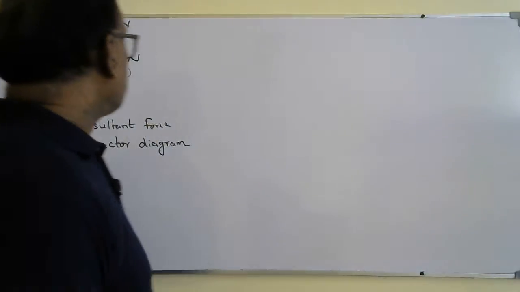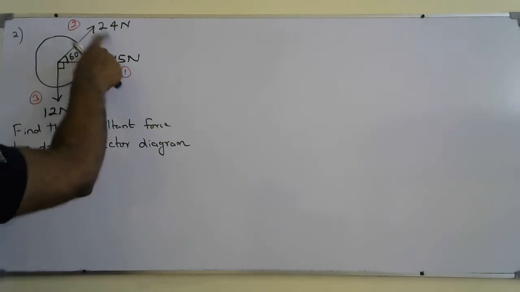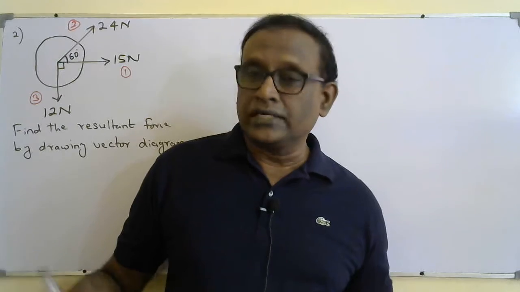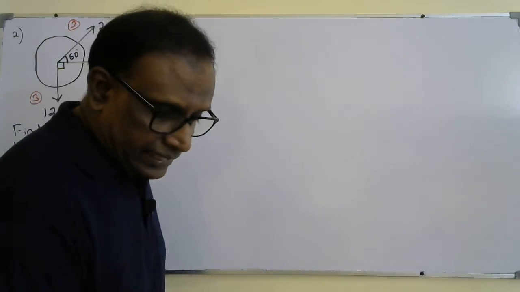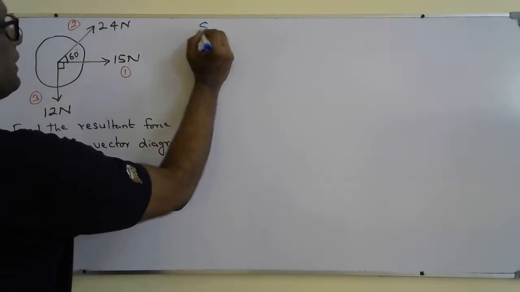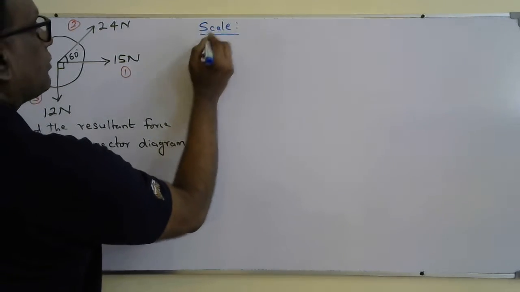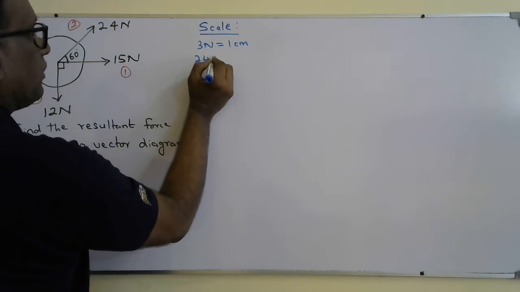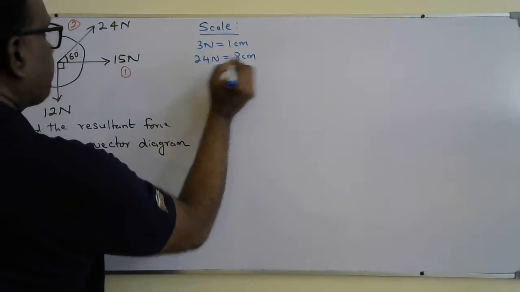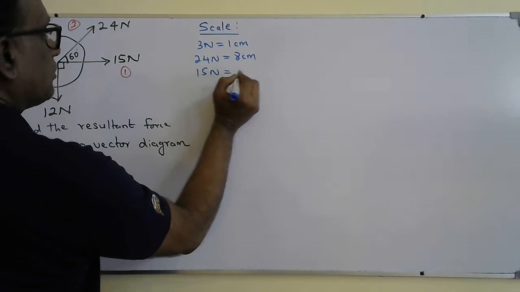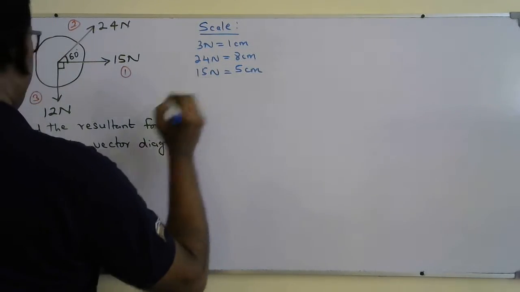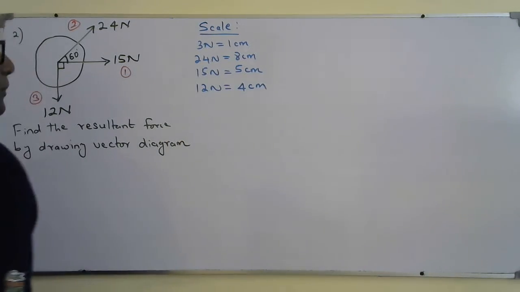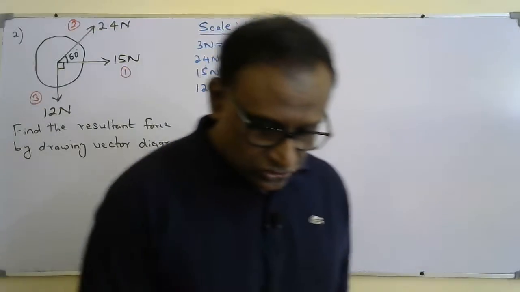Okay, so here we should define a suitable scale. 24 Newton, if I take 1 Newton equal 1 centimeter, is 24 centimeter length, you can't draw. So we'll take a scale something like this: 3 Newton is equal to 1 centimeter. So 24 Newton will be equal to 8 centimeter, and 15 Newton equal to 5 centimeter, 12 Newton equal to 4 centimeter. So these are suitable scales. I feel this is a better length, so you can easily draw.